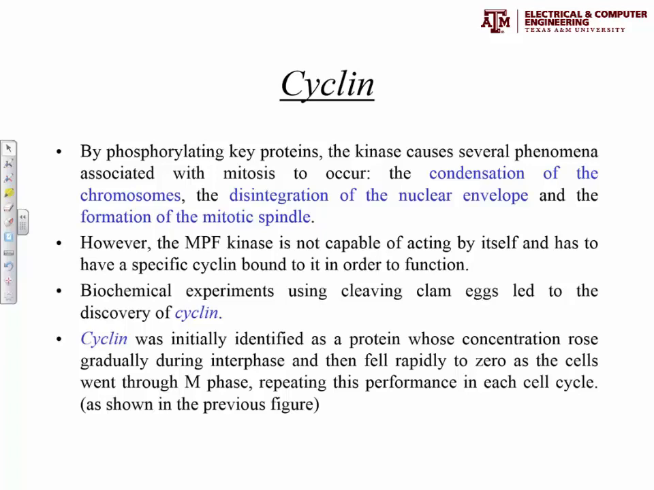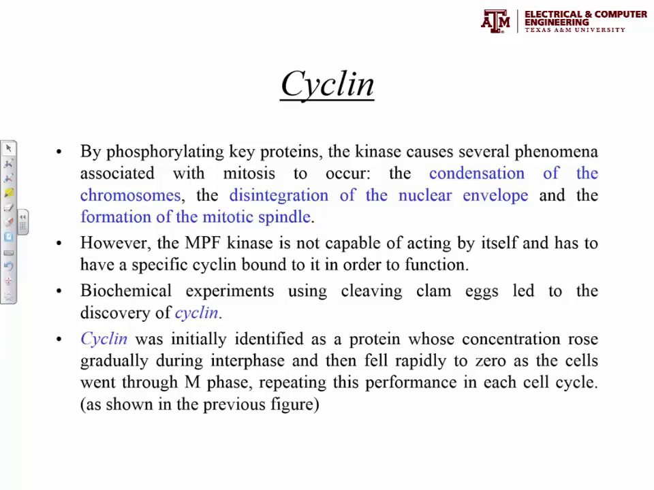By phosphorylating key proteins, that means adding phosphate groups onto key proteins, the cyclin-dependent kinase causes a lot of phenomena associated with mitosis to occur. For example, the condensation of the chromosomes. Then you want the disintegration of the nuclear envelope. That happens during which phase? Do you remember which phase of mitosis? Prometaphase, okay. And then the formation of the mitotic spindle. All these things need enzymes, and this kinase makes sure that all these things happen at the right time. However, this M-phase promoting factor kinase is not capable of acting by itself, and it has to have a specific cyclin bound to it in order to function.